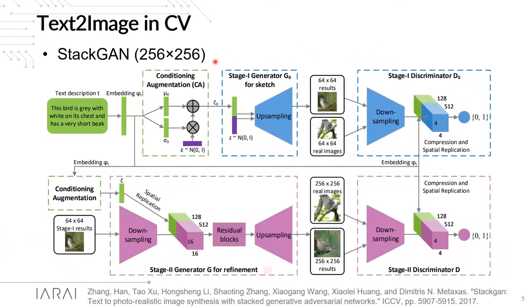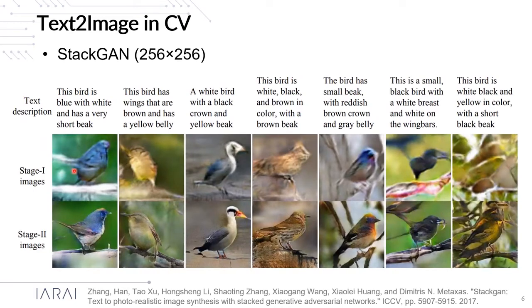Another well-known work is StackGAN, and the idea is to generate the image in two stages. In the first stage, the generator will produce a blurry output, and you can see this result is not very good. This blurry result will be regarded as new input and be fed into the generator in the second stage to synthesize higher resolution images. And these are the results from different stages.